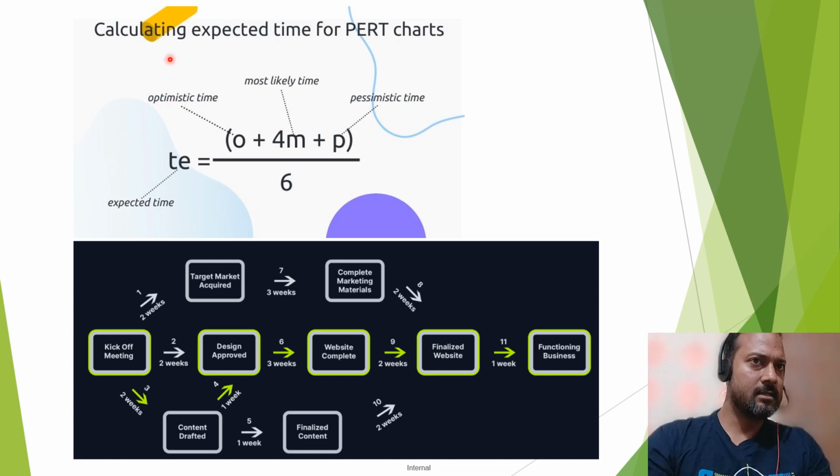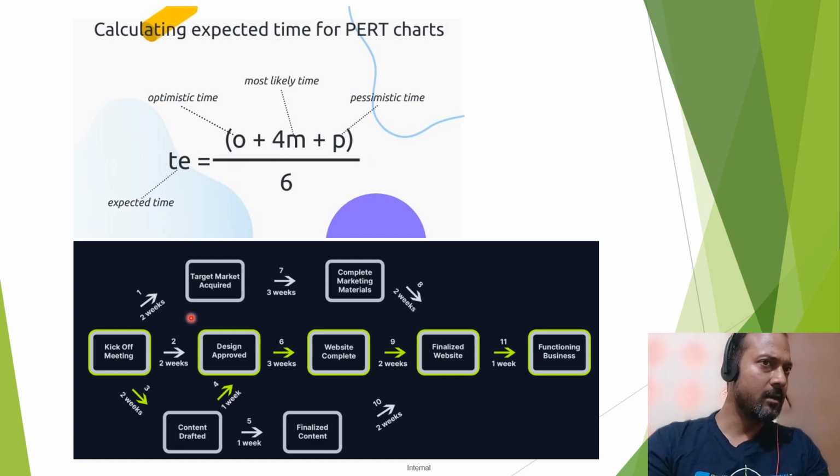Now, as I said, let's talk about PERT, which is Program Evaluation Review Technique. Here, the important thing is the expected time. The formula for the expected time is the optimistic time plus 4 times the most likely time plus the pessimistic time, divided by 6. In a question, you would be given the optimistic time, most likely time, and pessimistic time. Then you simply apply the formula and calculate the expected time. Very simple.